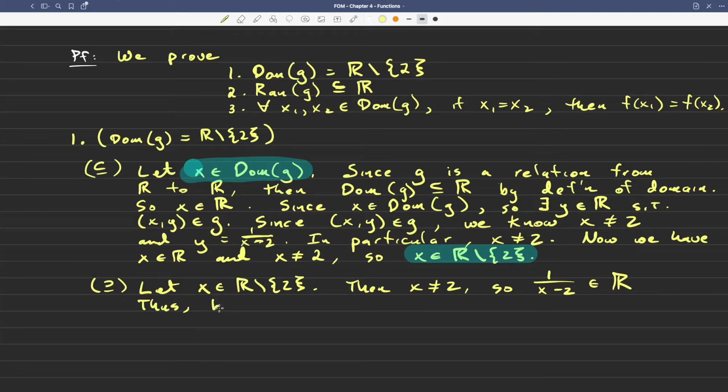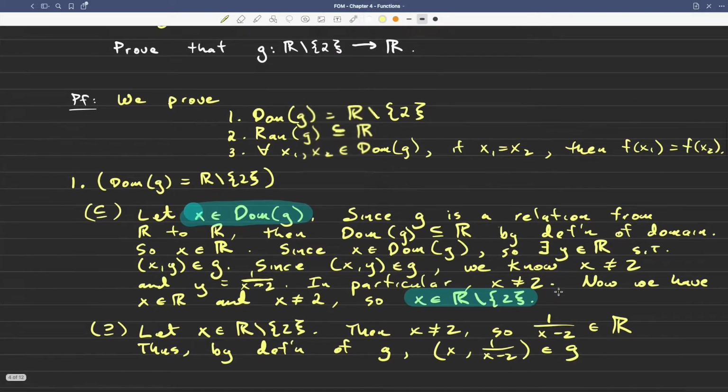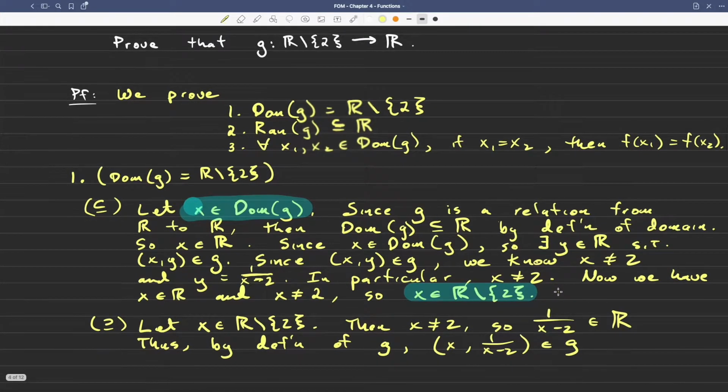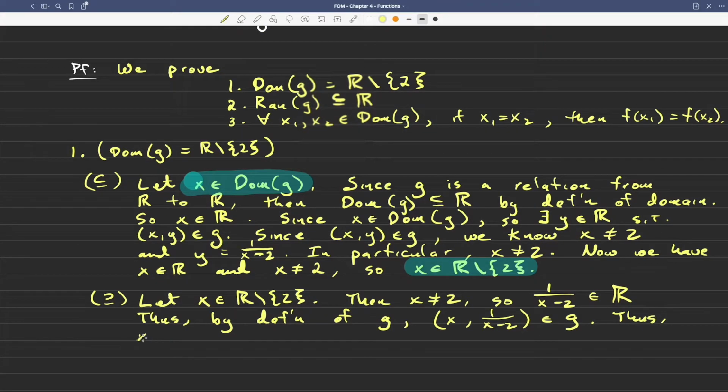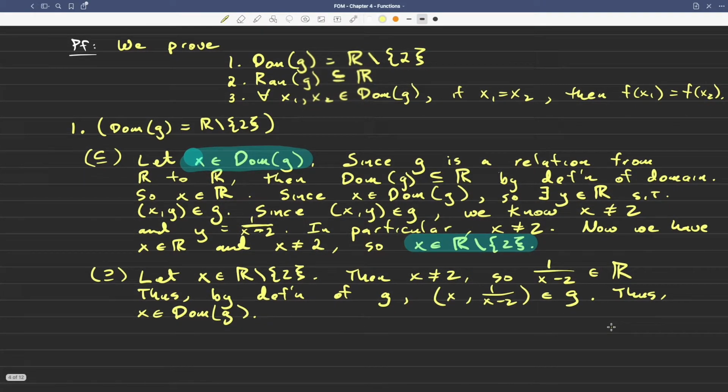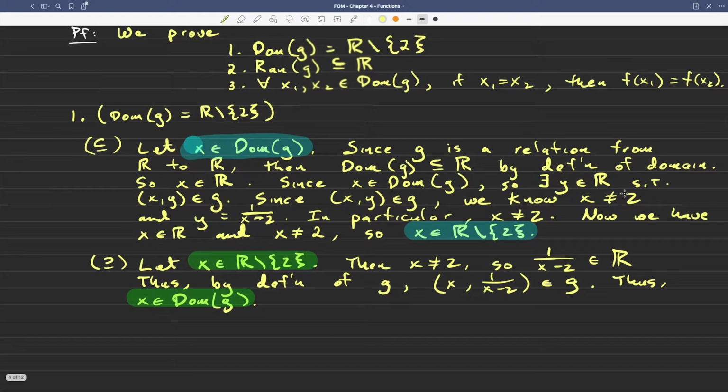So thus, by definition of G, the ordered pair x comma 1 over x minus 2 is in G, because the ordered pair satisfies the membership conditions of G. The first component's not equal to 2, and the second component needs to be 1 over the first component minus 2. So thus, x is an element of the domain of G, because I'm looking at the fact that x is the first component of an ordered pair in G, and that's what it means to be in the domain. So we started with x was in R minus 2, and we arrived at x is in the domain. So now we've proven that the domain of G is equal to all of R minus 2.